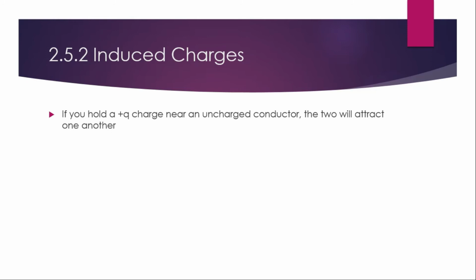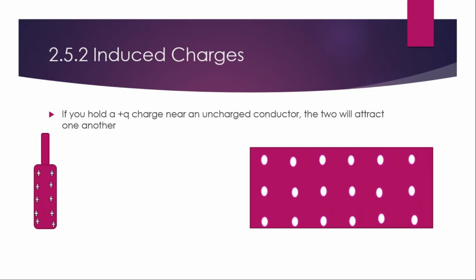If you hold a plus Q charge near an uncharged conductor, the two will attract one another. Suppose you have a charged conductor which has the plus charge, and this is another conductor which is uncharged and is neutral. If you bring this positively charged body close to this conductor, then what happens?